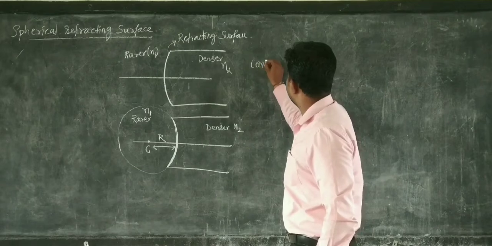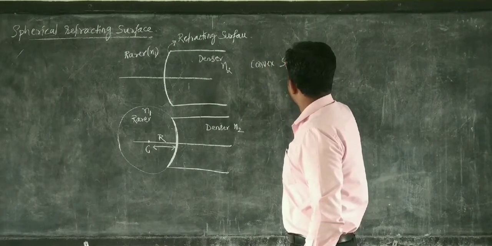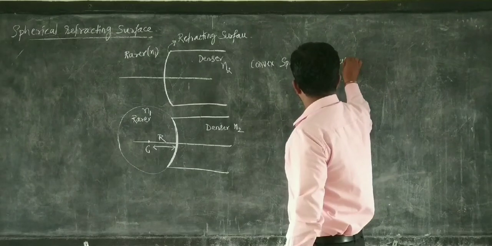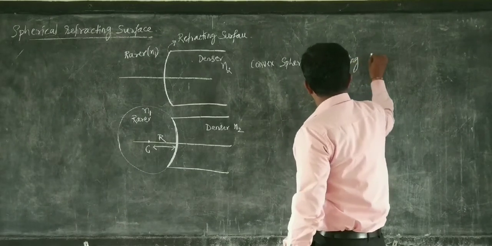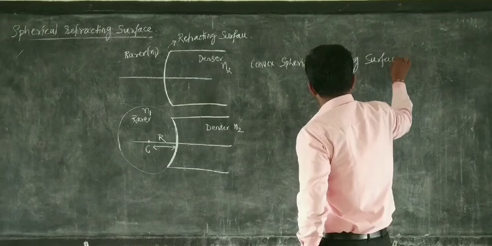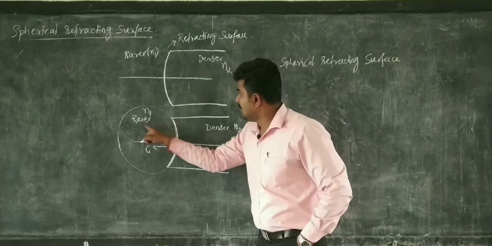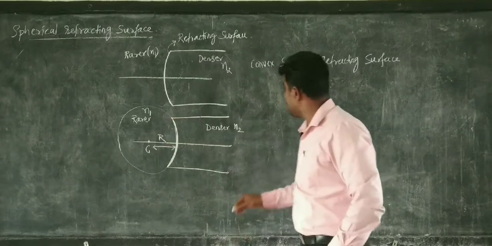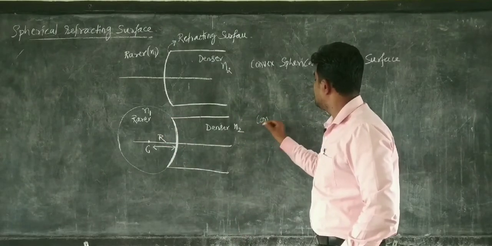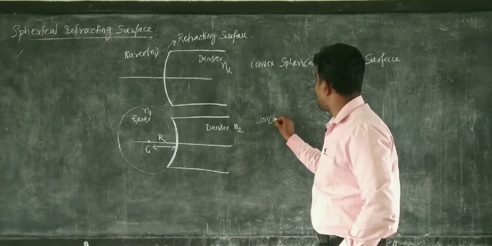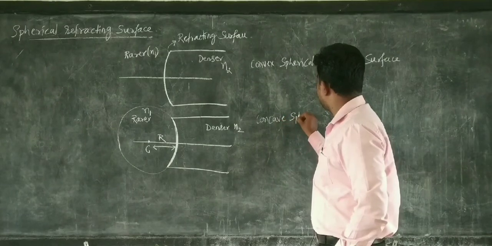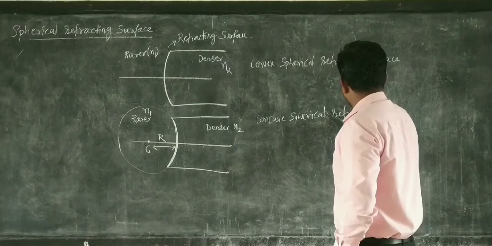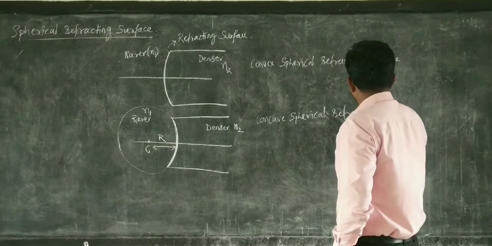Convex spherical refracting surface. This is the rarer medium, and it is concave towards the rarer medium, and such a spherical surface is called what? Concave spherical refracting surface.